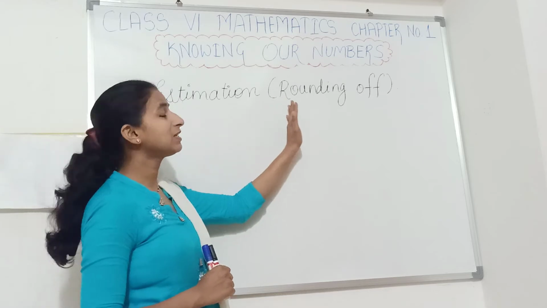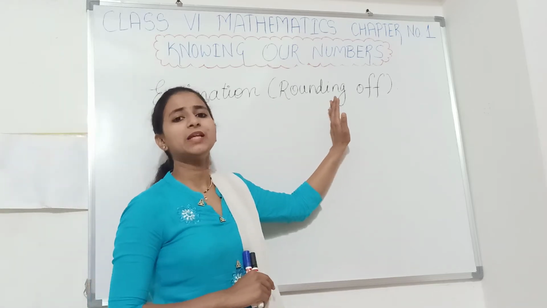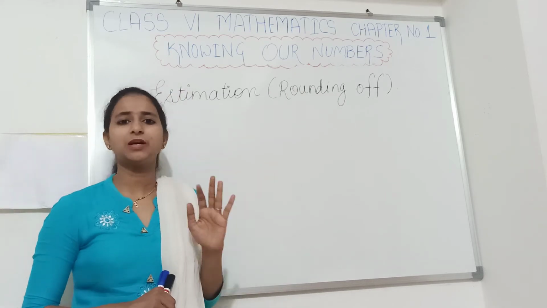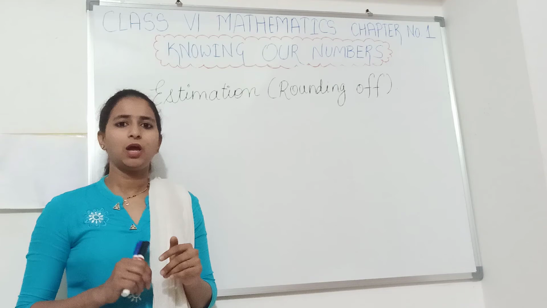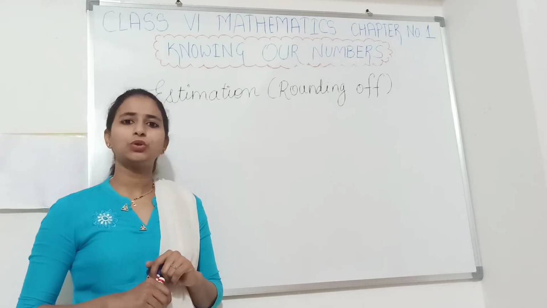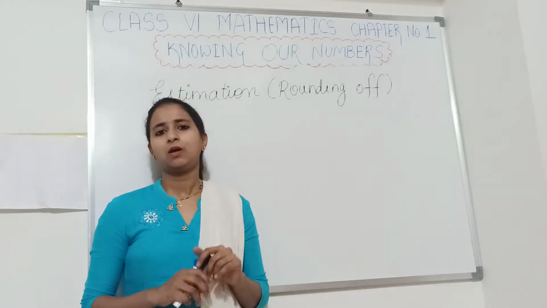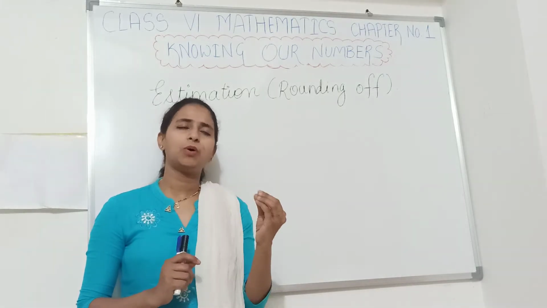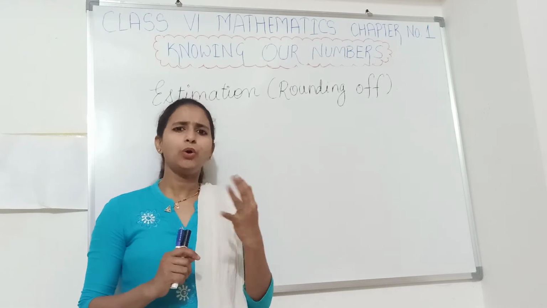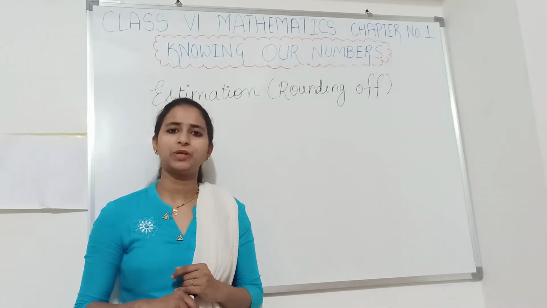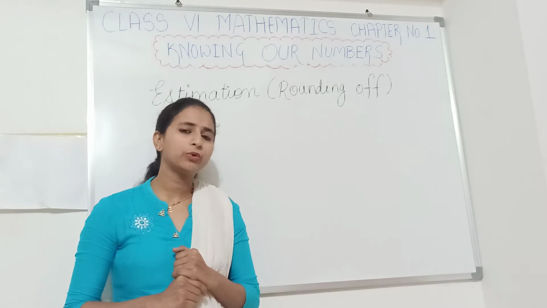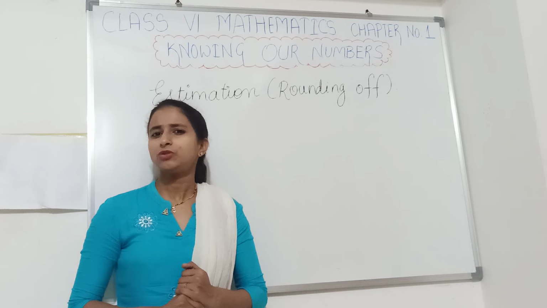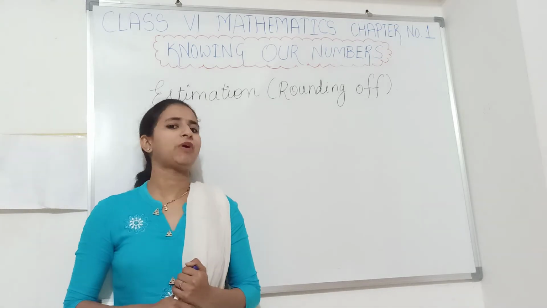So here you can see something I have written in the bracket. What is that? It is rounding off. So estimation is nothing but rounding off. For example, I'll give you one example. Think you go to a shop and you buy something and the cost of that thing is about 490 rupees, or you can say it is 495 rupees. Then what are you going to do? How many rupees are you going to give to the shopkeeper?